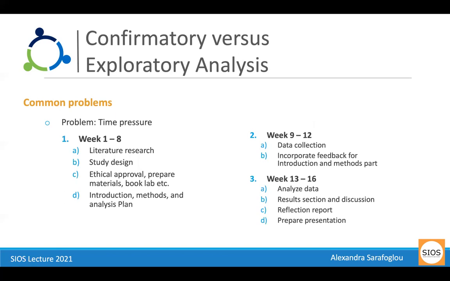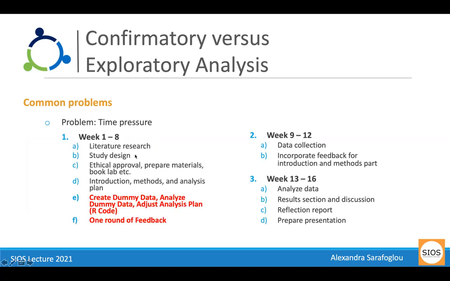And this also has a drawback, of course, because we say you have to be really specific and really detailed now. And the problem is a little bit the time pressure of students. So I think this is kind of the plan of a standard research master project or a bachelor thesis project, I'm not sure, 16 weeks. And in the first 8 weeks is basically where we would write the proposal and do all our literature research. And what I basically said now is that in these first 8 weeks, you also kind of have to create your dummy data, analyze them, adjust the analysis plan, and have one round of feedback in between.